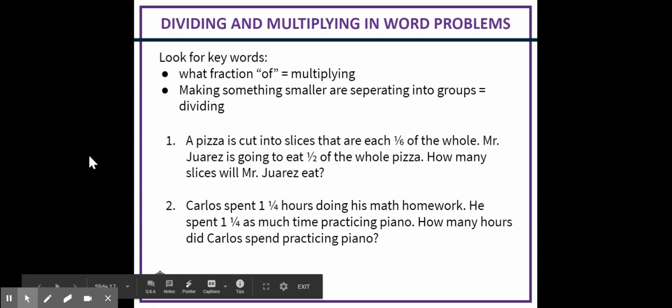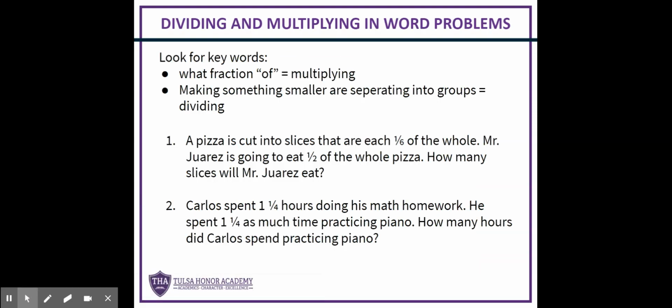All right, and then the last section for today is what we did yesterday, which is dividing and multiplying in word problems, and specifically fractions. So we're going to look for keywords. What fraction of. So if we ever have a problem with "of," and explicitly saying like "what fraction of," that would equal multiplying. But if we're making something smaller or separating into groups, that would mean we're dividing.